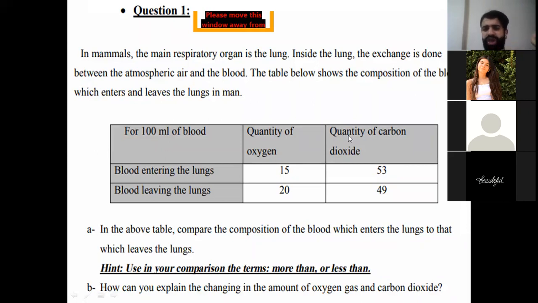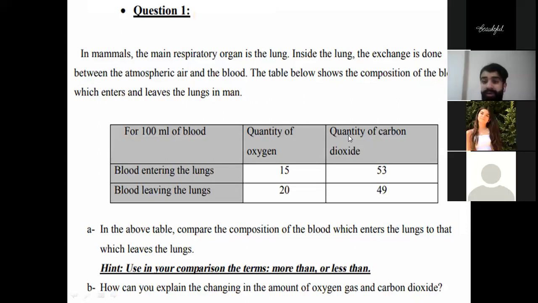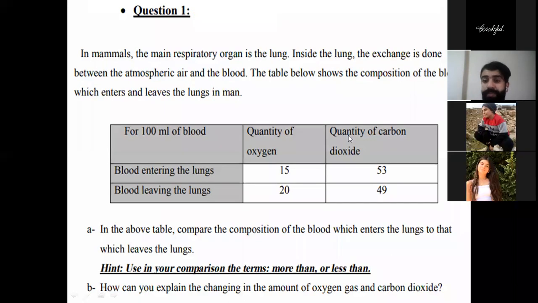Here in the blood entering, the quantity was 15. In the blood leaving the lungs, it was 20. What do you think about the lungs? Are they rich in oxygen or poor in oxygen? Rich. They are rich in oxygen. And the blood is going to be poor in oxygen.